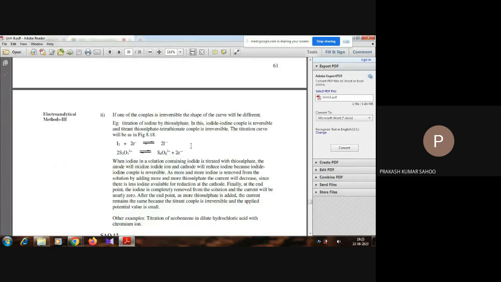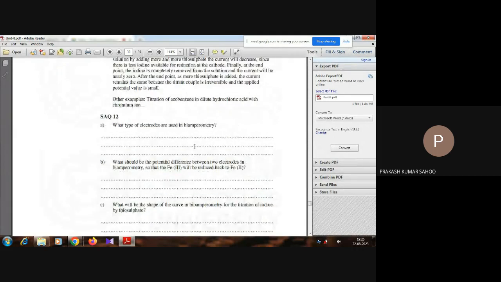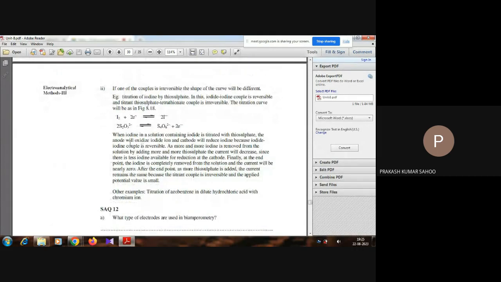Then, and this I think is the last part, we have the same thing for iodine and thiosulfate. Titration of iodine by thiosulfate. In this, the iodine couple is reversible, and in the titration the thiosulfate tetrathionate couple is irreversible. So these things you just read and you will understand it clearly.